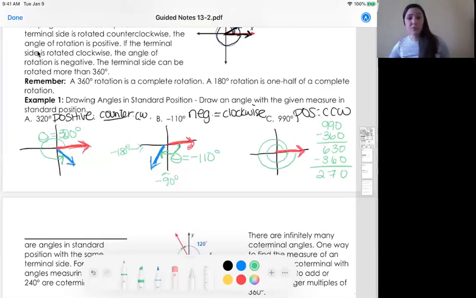All right, I've got 270 left to go. So 270 is a wonderful angle because I know that is right here in this negative y-axis. So I'm going to rotate around. There'd be 90, 180, 270. Boom, there I am. Then I draw my terminal side. And there's my angle, my 990 degree angle.